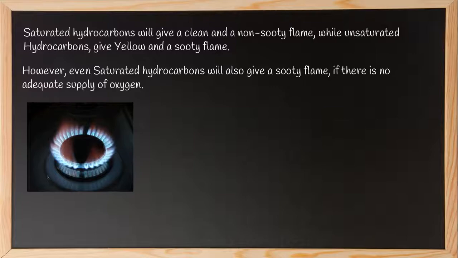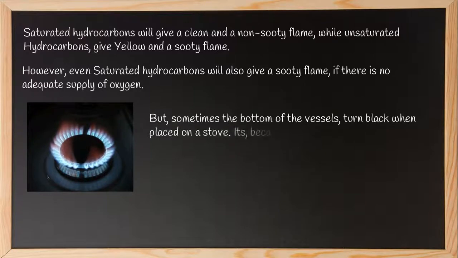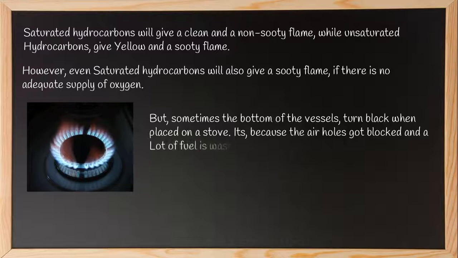Now you can see here a stove like the ones we use at our homes. All of us know about it and use it in our daily life. This stove is provided with a lot of holes because these holes provide an adequate supply of oxygen. That is why it burns efficiently with a non-sooty, blue flame. But sometimes the bottom of vessels turns black when placed on a stove because the air holes get blocked and a lot of fuel is wasted.